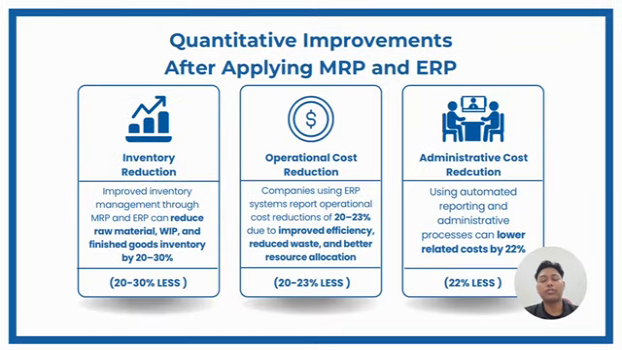MRP and ERP also deliver measurable results. Inventory level can be reduced by 20 to 30%. Operational costs drop by around 20 to 23%, and administrative costs decrease about 22%. Overall, this system significantly cuts business expenses.